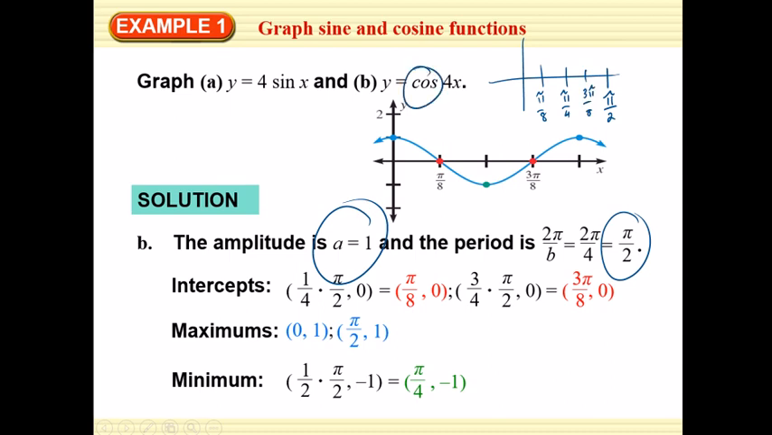And since this is cosine, I'm going to start at 1, dip down to negative 1, back up, and then back up again, connected by a smooth curve. So I would have created that graph first instead of finding the points and then graphing it. Alright, you can do it either way, whichever one you find easier.